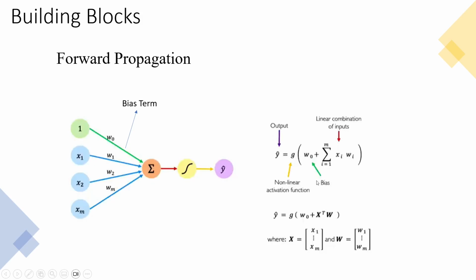And mathematically speaking, this was our activation function. The output is the activation function of the bias term plus the rest. Therefore, the i starts from 1. It doesn't start from 0. It's from 1 to m. We have m inputs. We basically multiply the inputs with the weight. We get this term. And then we add the bias.